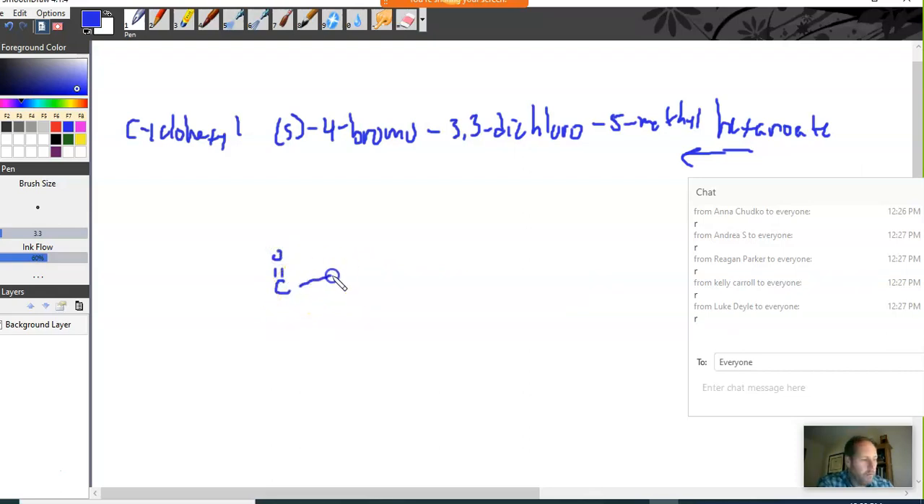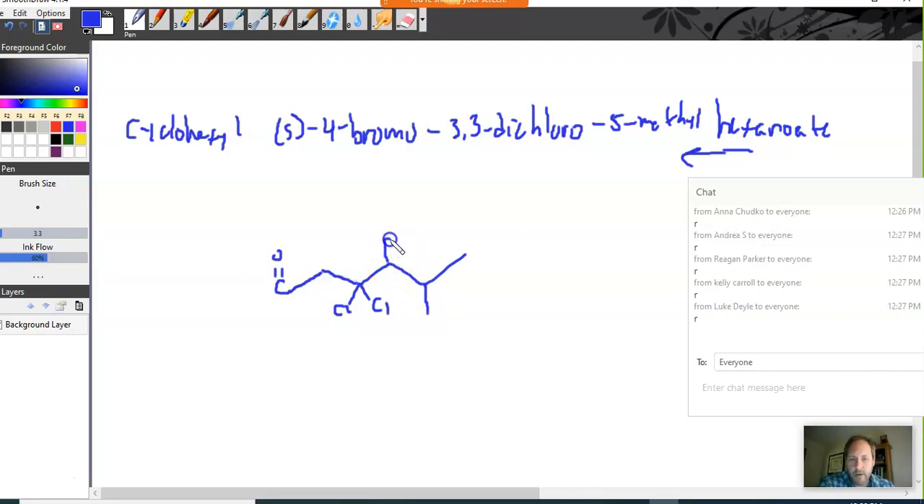1, 2, 3, 4, 5, 6. At the third carbon, I have two chlorines. That's a carbon right there. Let me make that look a little better. Let's see, at the 5, 1, 2, 3, 4, 5, I have a methyl. At 4, I have a bromo, and it's S.